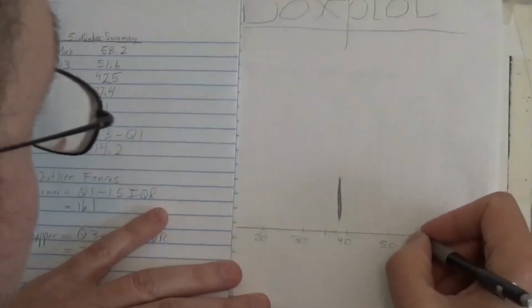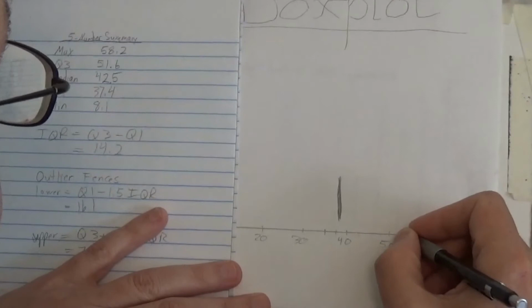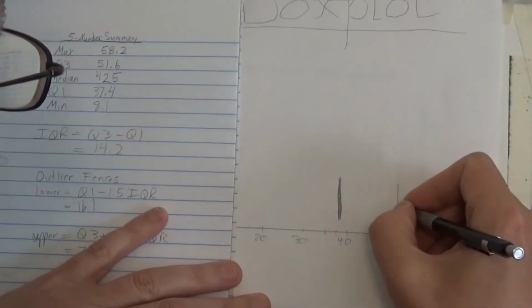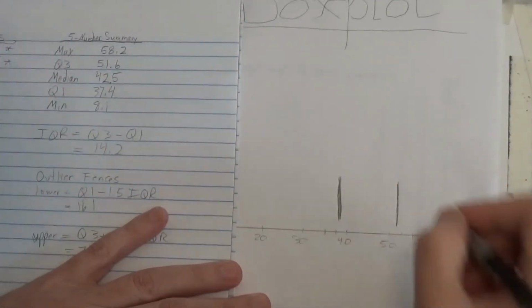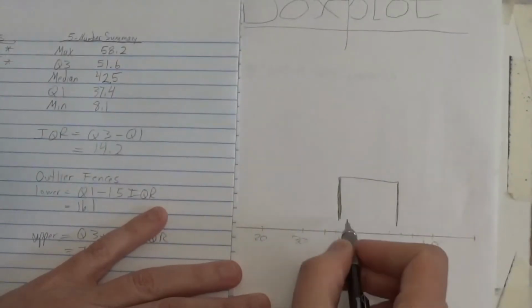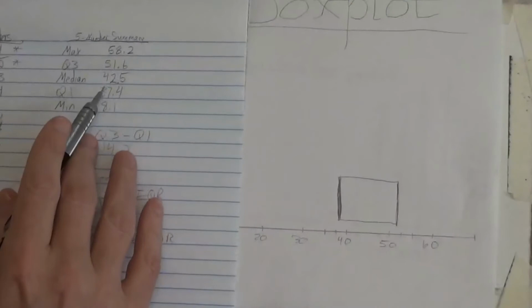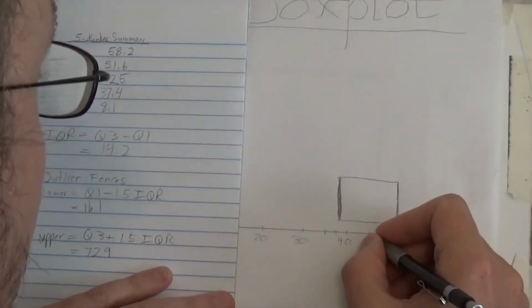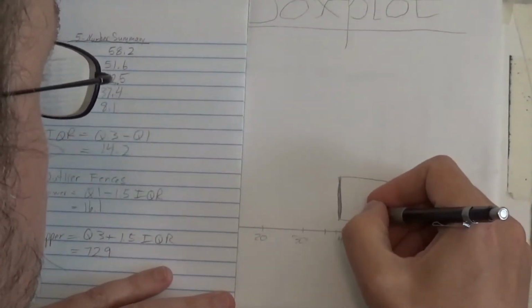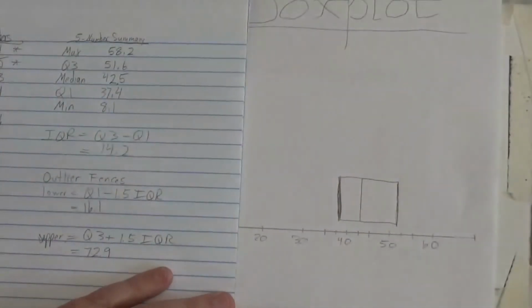Q3 is at 51.6, so 55, 52.5, about halfway in between those. And since I made the other one real dark, let's do that one too. And that will flesh out our box. We split it at the median. The median was 42.5, so about right here. There we go. That is our box.